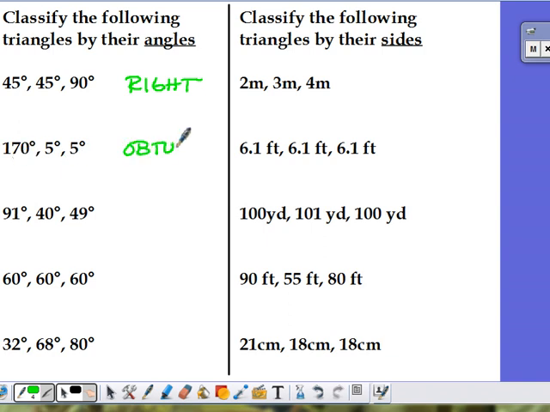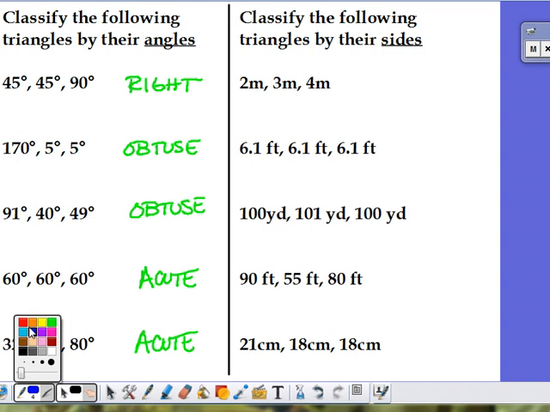Now for angles, it doesn't matter if these are the same. I had these were the same and these were the same. It doesn't matter. I'm just looking at acute or obtuse. In this one, again, I have two acute and one that's obtuse. 91 is an obtuse angle. Even though it's very close to being right, it is obtuse. Here, even though they're all the same, that doesn't matter. All three are acute, so it's an acute triangle. And then here at the bottom, again, I have three acute angles, so it's an acute triangle.